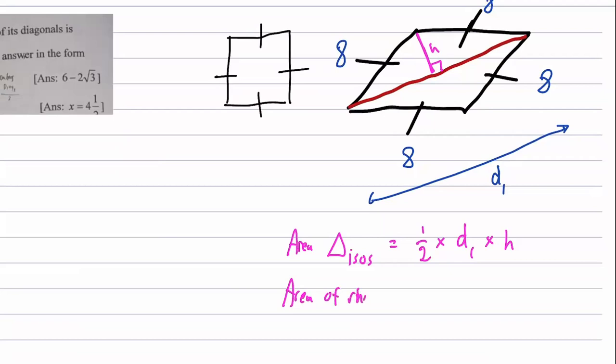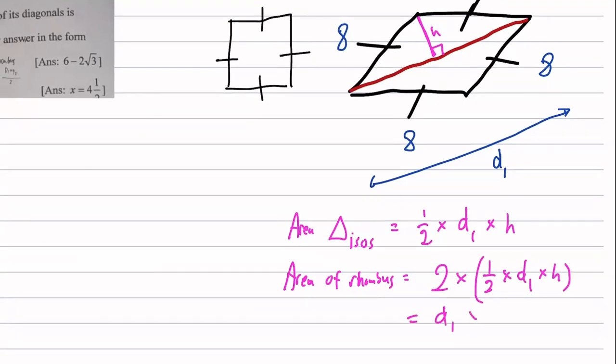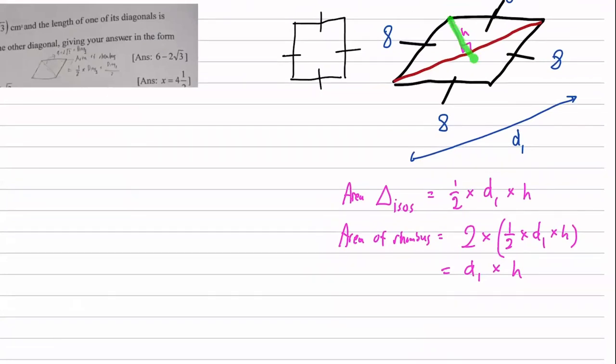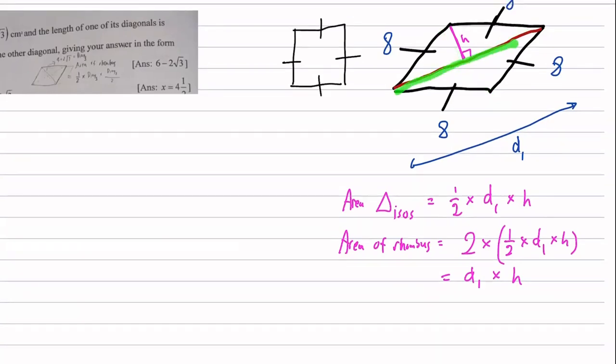Area of rhombus will just be 2 times the previous working. So it's just D1 times H. Agree? Okay, but wait, what is H? Do you realize that the two diagonals actually bisect each other? So that means that H is really just how many copies of the diagonal. Oh, by the way, the diagonals are the same length. I know it's not clear in my picture. My rhombus looks more like a parallelogram, but the diagonals are the same length. Can you just accept that for now?